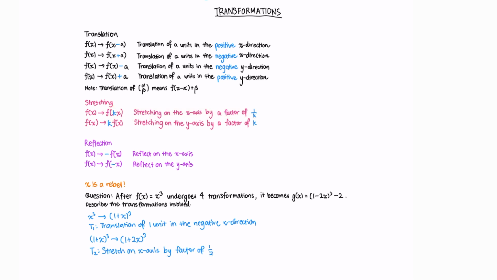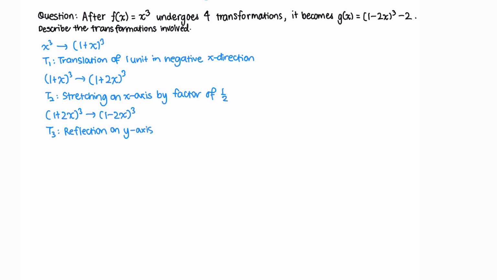Again, remember when we are doing transformations inside the bracket, we want to replace only the x. So to get from (1 + 2x) cubed to (1 - 2x) cubed, we want to replace x with negative x. So when we replace x with negative x, this is doing the reflection on the y-axis. Let me just move down here because I ran out of space. The last thing that I have to do to get from (1 - 2x) cubed to (1 - 2x) cubed minus 2 is the minus 2. What this is, if you remember, is just a translation of 2 units in the negative y direction.